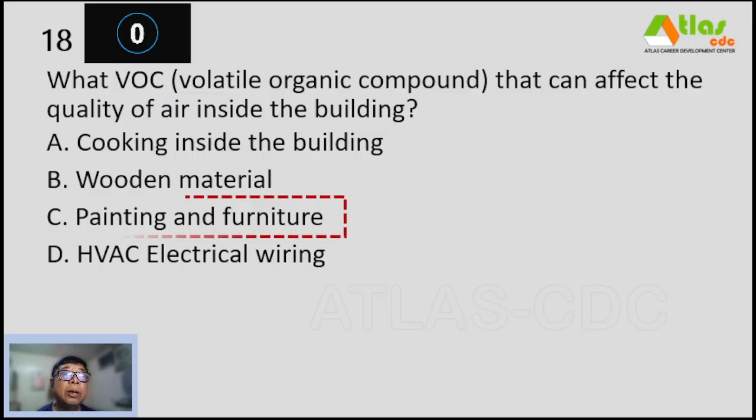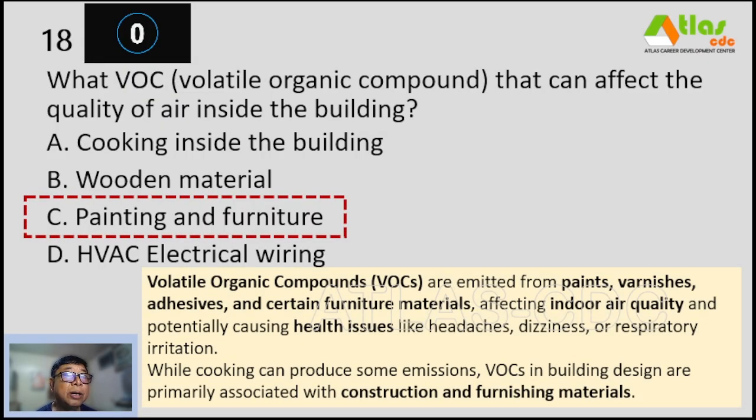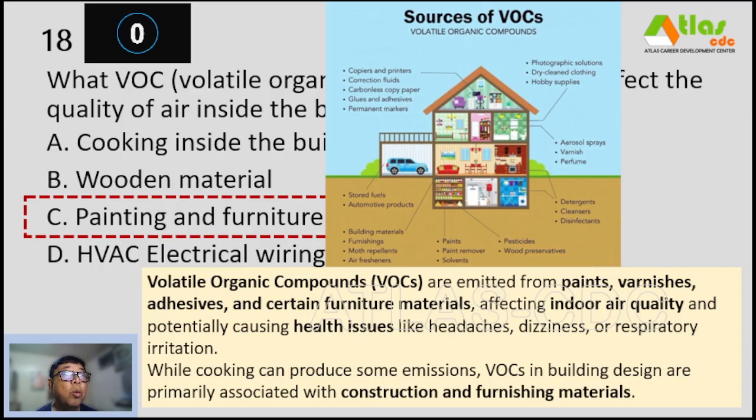And our correct answer is letter C, painting and furniture. So volatile organic compounds or VOCs are emitted from paints, varnishes, adhesives, and certain furniture materials, affecting indoor air quality and potentially causing health issues like headaches, dizziness, or respiratory irritation. While cooking can produce some emissions, VOCs in building design are primarily associated with construction and furnishing materials. So here are some sources of VOCs inside the building.